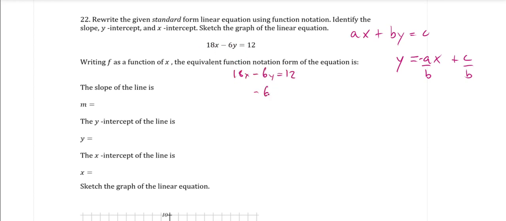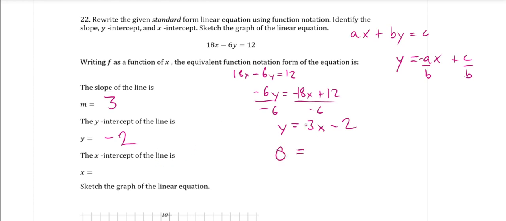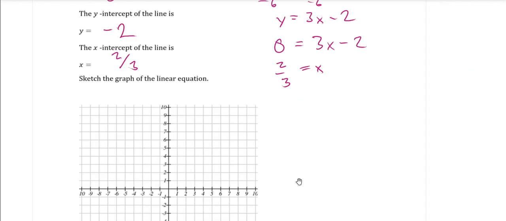If I minus 18x to the other side and divide both sides by minus 6, remembering to distribute the minus 6 into each term, we wind up with 3x minus 2. The slope is 3, the y-intercept is minus 2, and the x-intercept, well, at what value will y be 0? If x is 0, y is minus 2. But if y is 0, what value does x have? Adding the 2 over and dividing by 3, we would get x is equal to 2/3, which tells us the x-intercept.